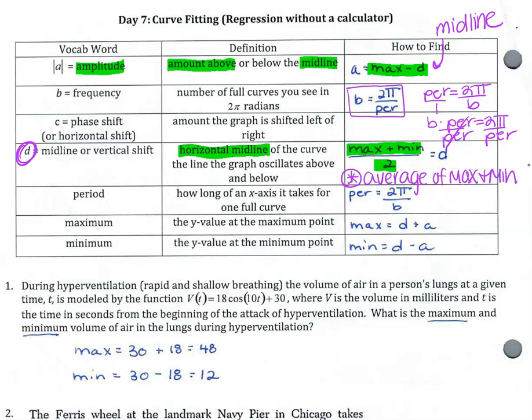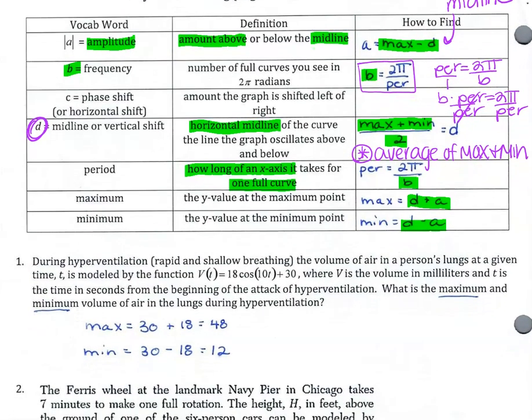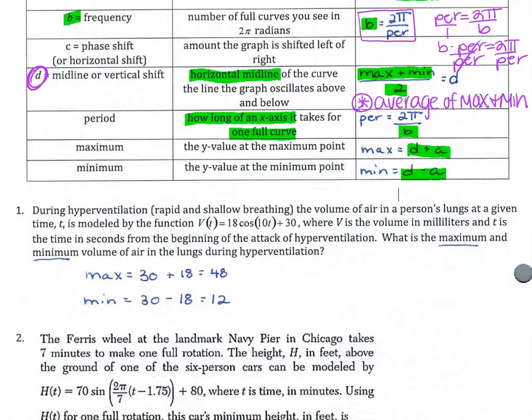and min. All right, our period is how long it takes on the x-axis to see one full curve. As I said up above, and we know this from days prior, period equals 2 pi divided by the frequency. So again, frequency we know is this B value. And then lastly, your maximum can be computed by doing the midline plus the amplitude, or the midline minus the amplitude. And that is all the vocab that we've discussed over the last several days, and we're going to refer to that today.